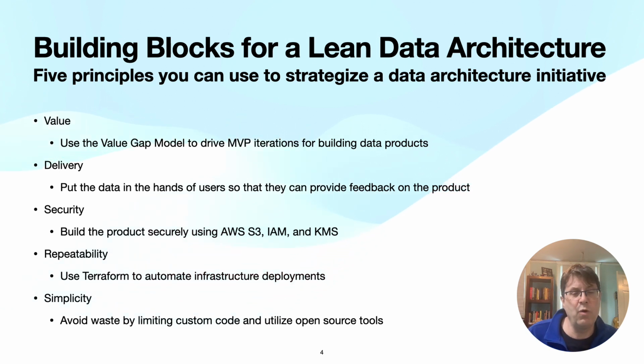Repeatability. We want to use Terraform. Terraform is a platform neutral system for automating infrastructure deployment. So it lets us build things quickly, and it lets us pivot quickly. Simplicity. We want to avoid waste by limiting custom code, and we want to utilize open source tools because we're not writing our own code. We don't have to be wedded to something that we have to throw away. It's open source. We can switch, we can pivot.